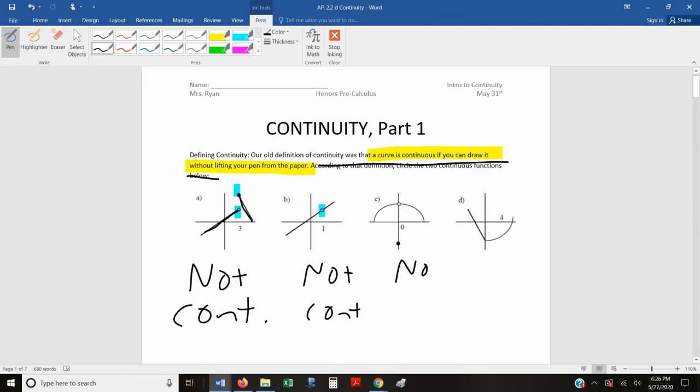Part C is also not continuous. Again, there's a hole in the graph at 0. It is defined down here, but that's still lifting your pen from the paper. You have a hole in the graph.